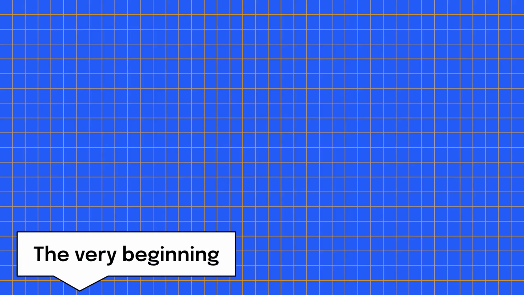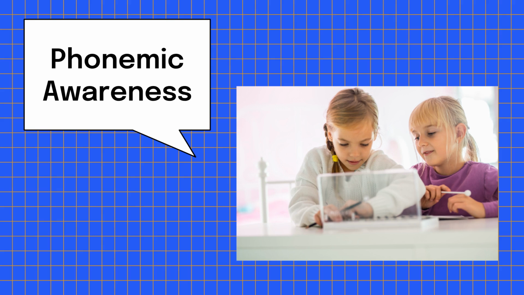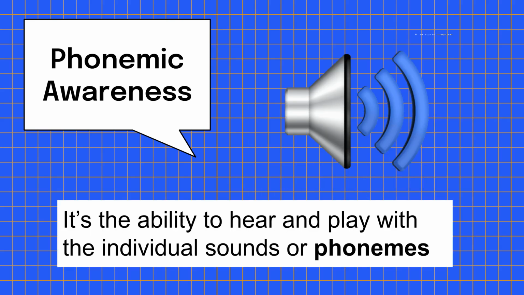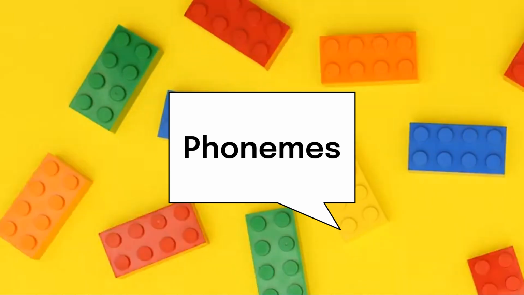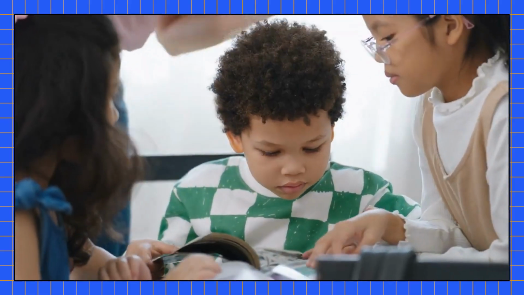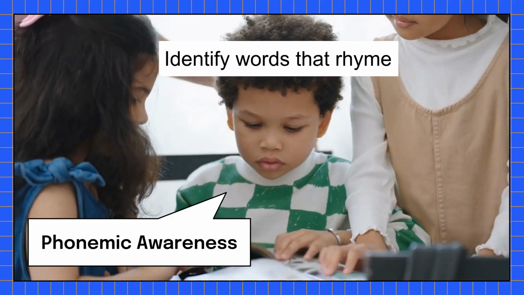Let's start at the very beginning, with the atoms of language. First up, phonemic awareness. This is all about sound. It's the ability to hear and play with the individual sounds, or phonemes, in spoken words. Think of phonemes as the Lego bricks of sound. When a child can identify words that rhyme, like cat and hat, that's phonemic awareness.